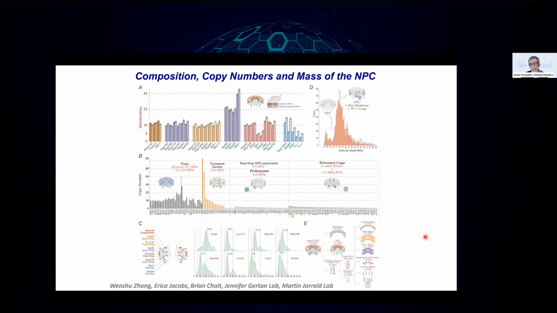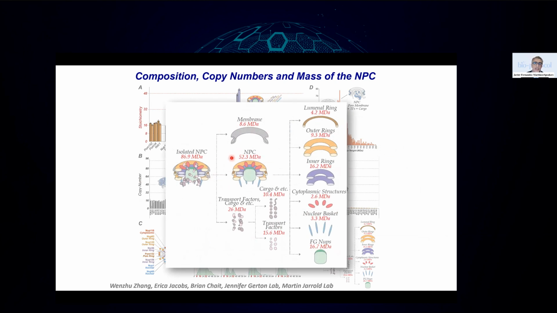Altogether, all this data were actually very consistent with each other and allowed us to define the size of the Saccharomyces cerevisiae nuclear pore complex as being around 52 megadaltons, and containing a surprisingly huge amount of co-purified material, 26 megadaltons worth of transport factors, flux, and other complexes associated with the NPC.